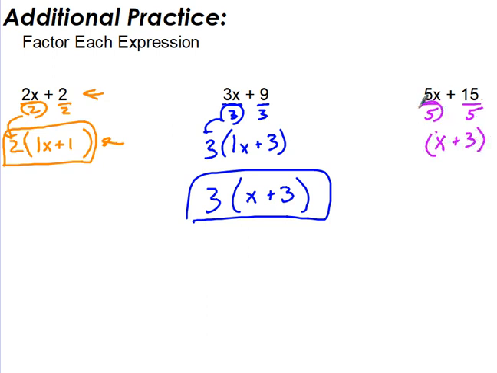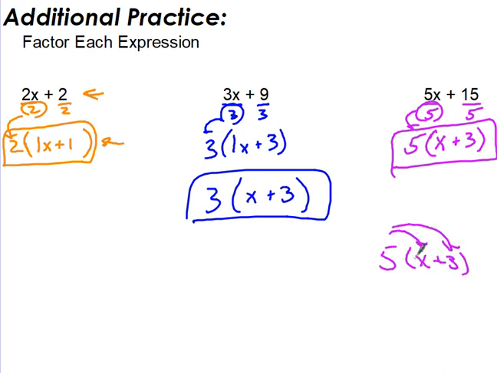Again, I can always check my answer by doing distributive property again. Did I factor this right? Let me distribute this and see what it comes out to. 5 times x is 5x. 5 times 3 is 15. Oh cool, I got the same answer. They should be equivalent, so you can always check by doing distributive property.